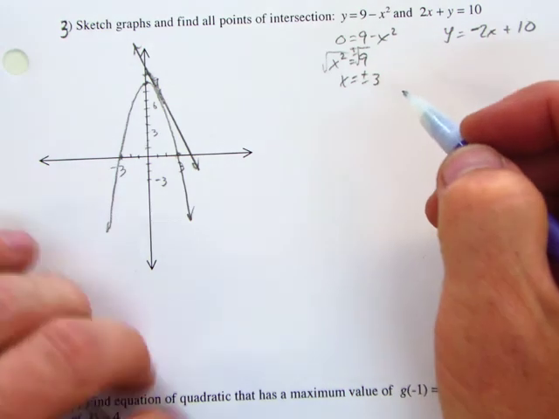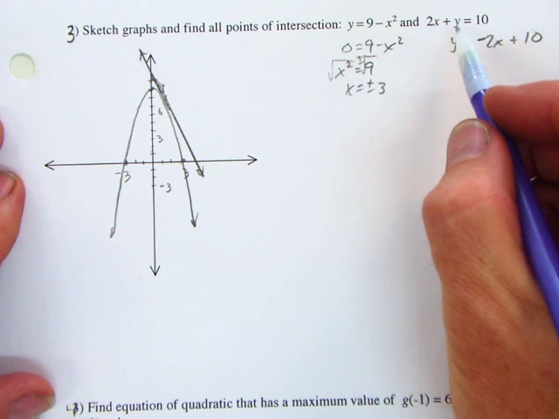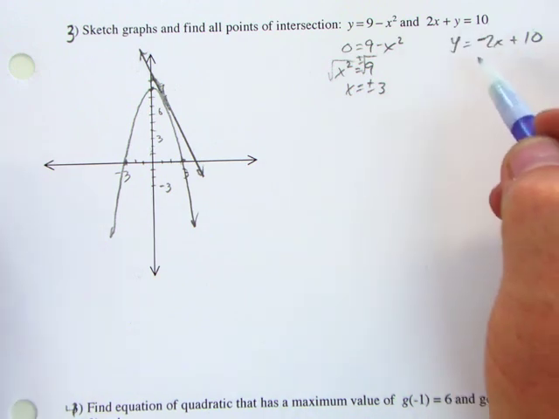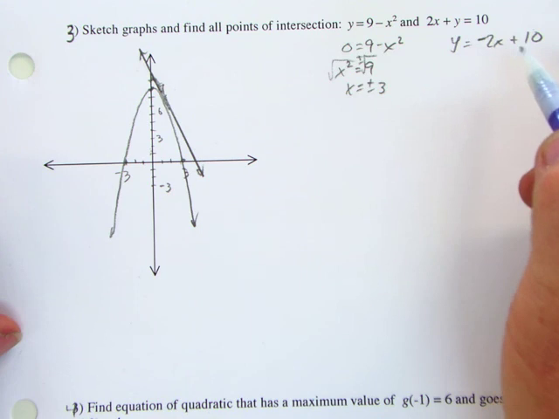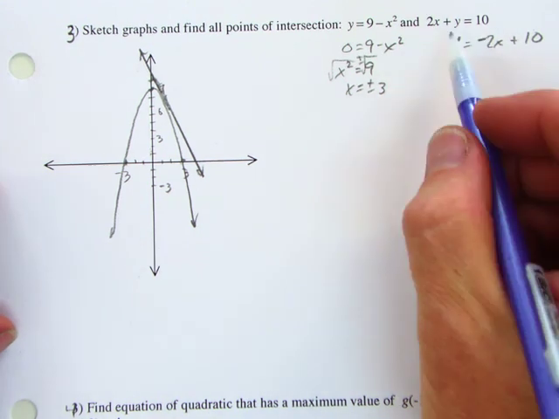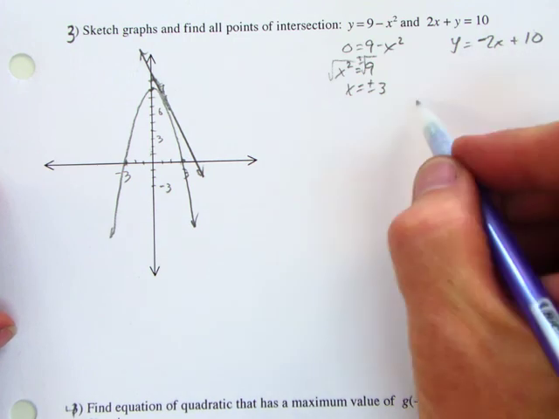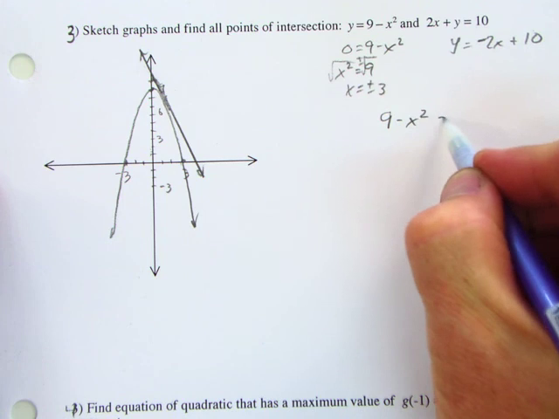How would we solve this algebraically? Well, I have 9 minus x squared and 2x plus y equals 10. I can use the same methods I've used before. The easiest one is probably a substitution. I can use my original equations, or I could use this one that's solved, whichever one you like. I think most would probably use substitution with this one.